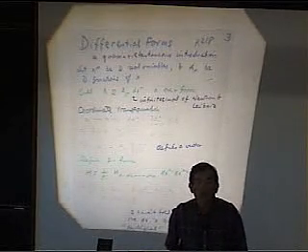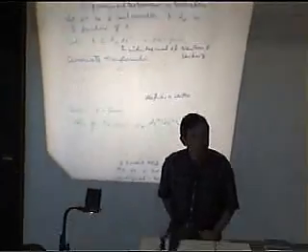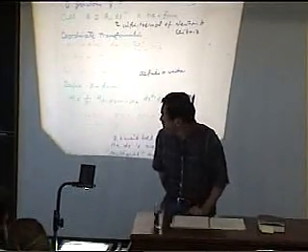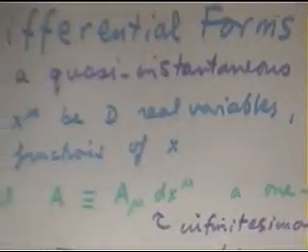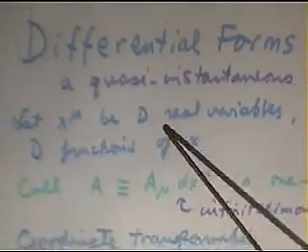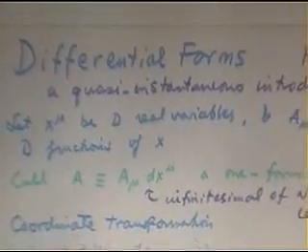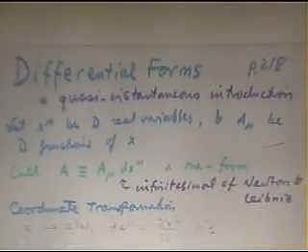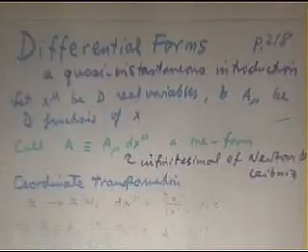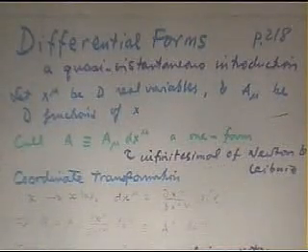So there's no reason to be afraid of differential forms. It's really very simple stuff. Okay, so let x mu be D real variables, and a mu be D functions of x. In fact, if you like, you can think of x mu as the coordinates in D-dimensional space.